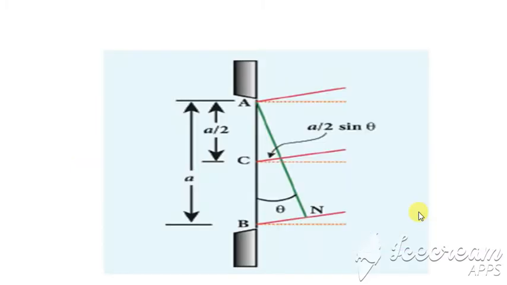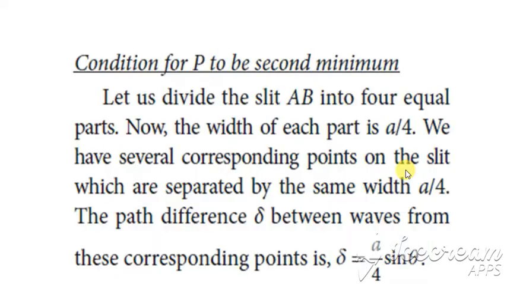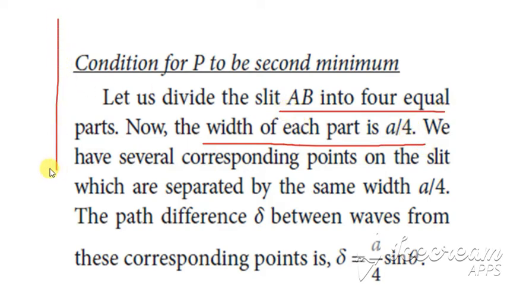Yes, the condition for P to have the second minimum. Before that, we have this slit, which is fully AB, and this is being split into half. So this condition is what? A by 2 into sine theta. Okay, and next is the second minimum. So for finding the second minimum, the width of each part, because it is considered to be of 4 equal parts. Okay, so AB is considered to have 4 equal parts. So each part will have what? A divided by 4. So each part will have the width A divided by 4.